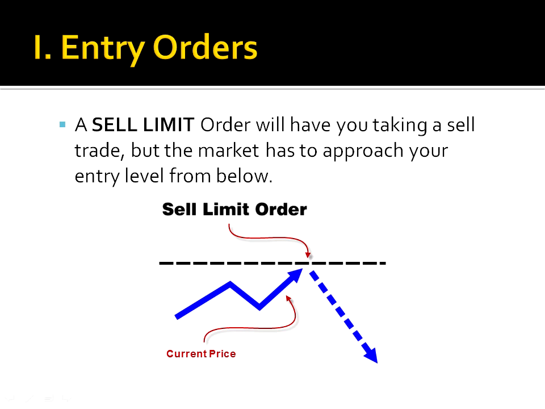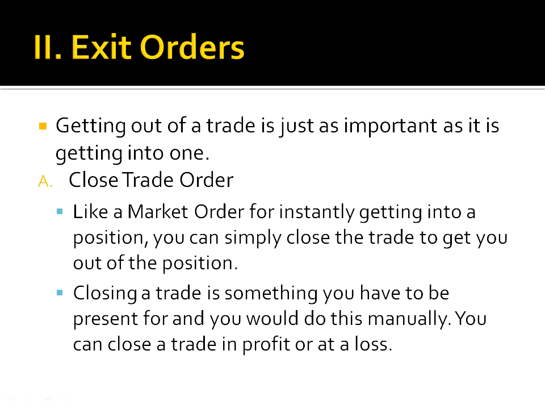A sell limit order, again, the opposite of a buy limit order, will have you taking a sell trade, but the market must approach the entry level from below. So you see the chart, the solid blue is the current market, has to climb up to tag the sell limit order. Once it tags the order, gets you into a sell trade, the market must then change direction and then move down because you're in a sell trade in order for you to make a profit.